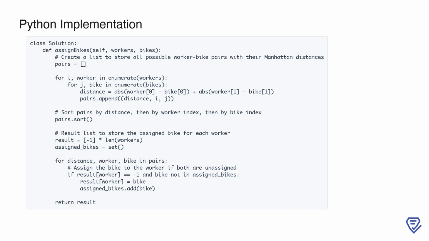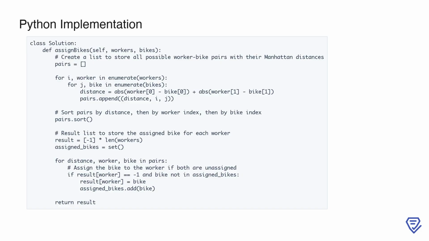The first step is to calculate all possible worker-bike pairs along with their Manhattan distances. The distance is computed as abs(worker[0] - bike[0]) plus abs(worker[1] - bike[1]). Each pair is stored as a tuple (distance, worker_index, bike_index). Next, the list of pairs is sorted in ascending order, first by distance, then by worker index, and finally by bike index. This ensures that the smallest distance pairs are prioritized, and ties are resolved based on worker and bike indices.